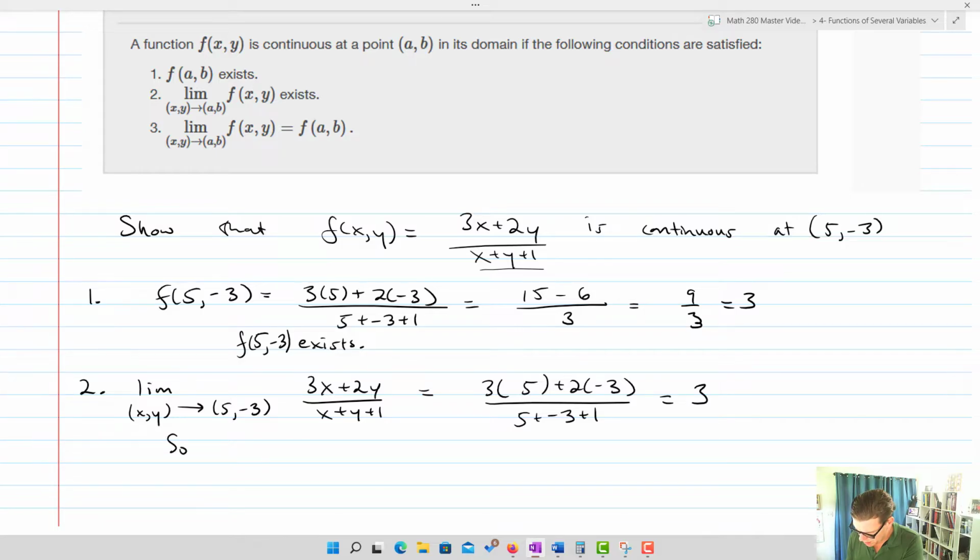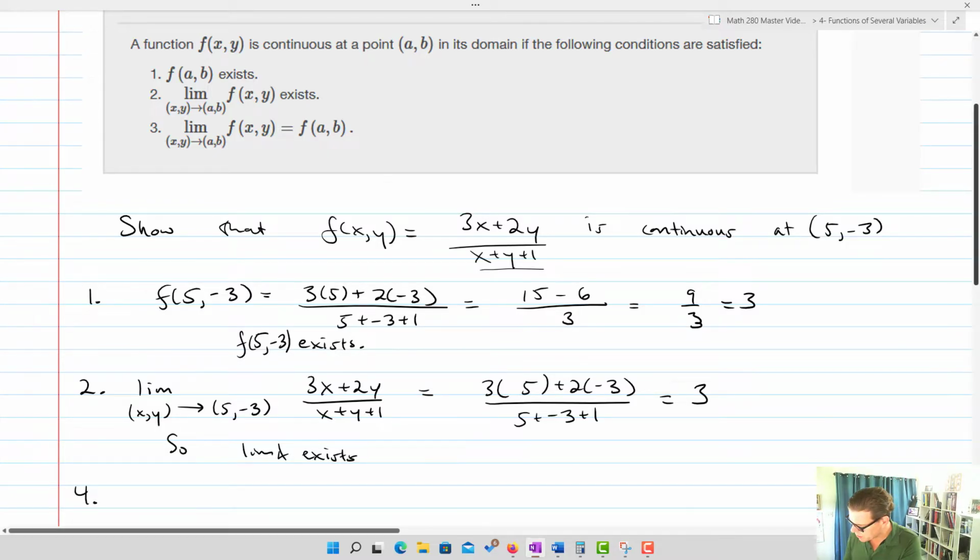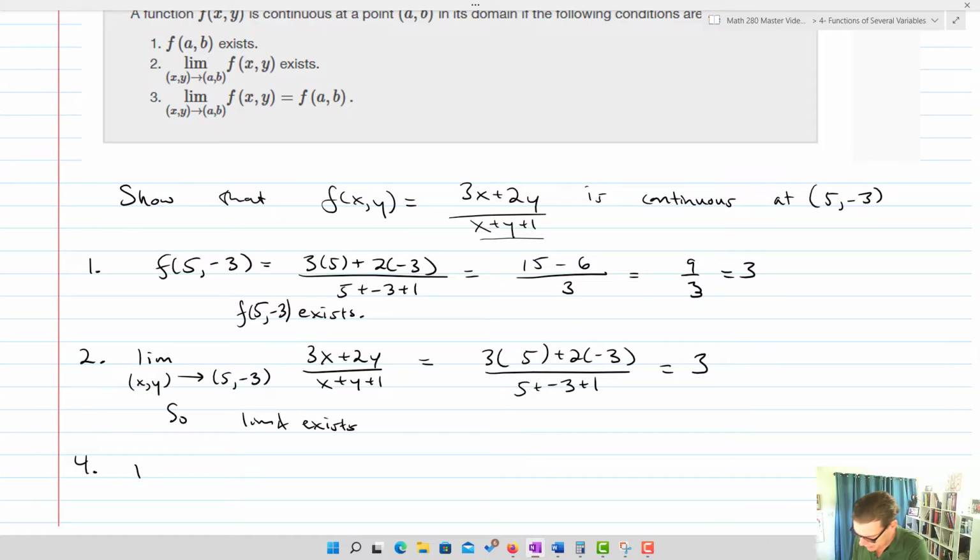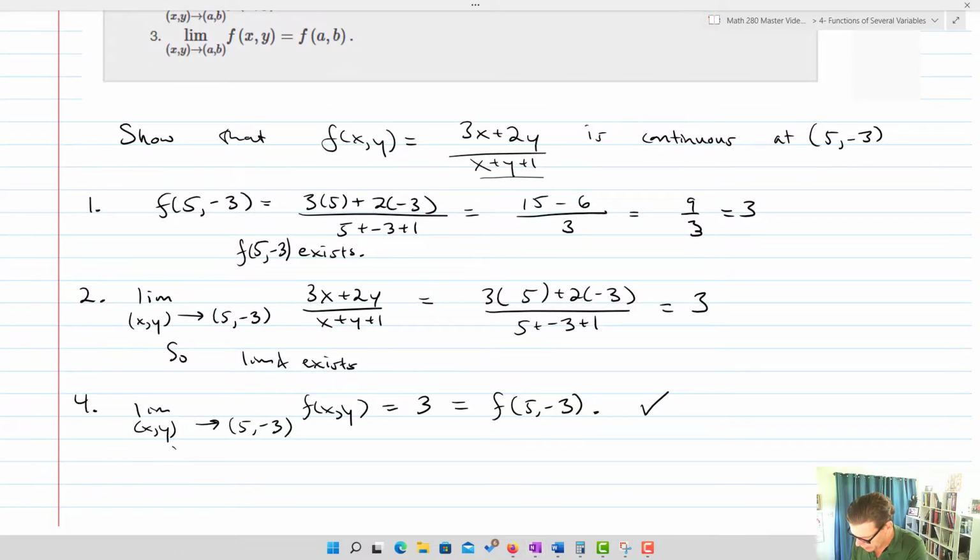So the limit exists, and that's our second requirement for continuity. And then third, we need to have the two of them actually be the same. So we've got the limit as (x, y) approaches 5, -3 of f(x, y), which equals 3. That also equals f(5, -3). So condition 3 is also fulfilled. So f(x, y) is continuous at (5, -3).